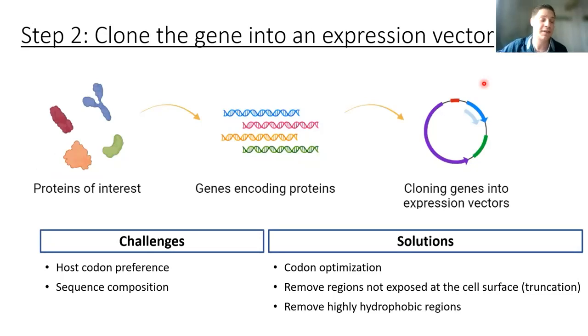So once you have your gene, the second step is to clone this gene into an expression vector. Here you can encounter several different challenges. First of all, there is the host codon preference and the sequence composition. For the host codon preference, you have to keep in mind that not every host will use the codon in the same way. For that, the first solution would be codon optimization, which consists of modifying your protein sequences in order to respect the host codon preference without modifying the amino acid composition.